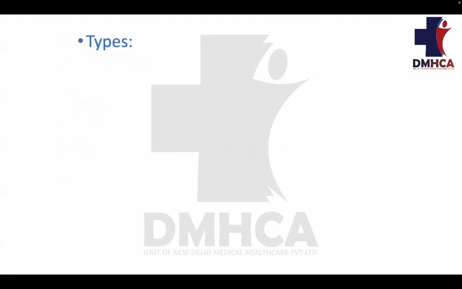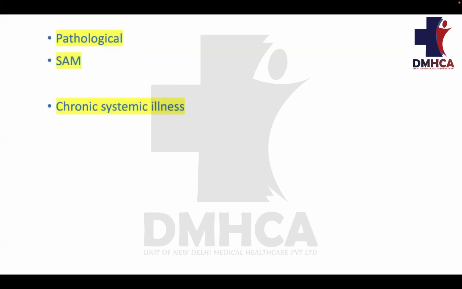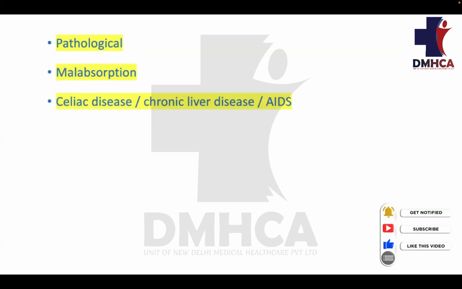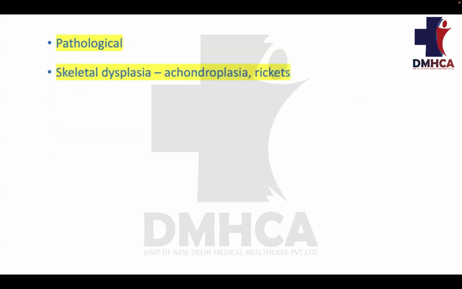We have proportionate and disproportionate, physiological and pathological short stature. In physiological, mom and dad are short, baby will be short. And in pathological, it is divided into any chronic problems basically. C is the mnemonic: constipation, chronic problems, cerebral palsy, congenital heart disease, cystic fibrosis. All these basically indirectly will affect my height, and that will cause short stature. And malabsorptions, celiac disease, chronic liver disease. All these causes are there.